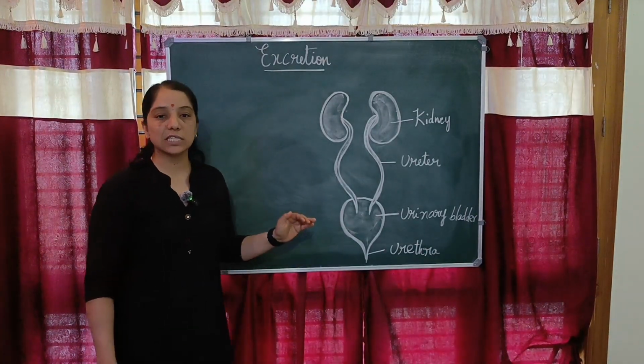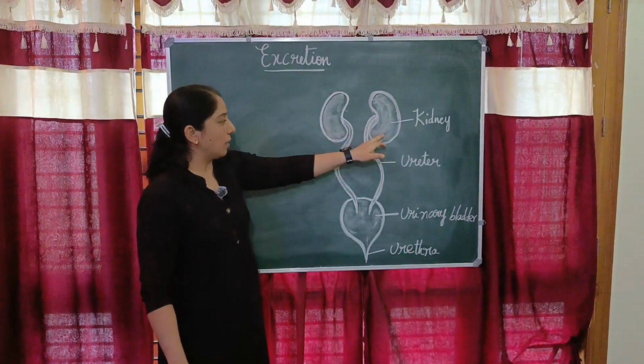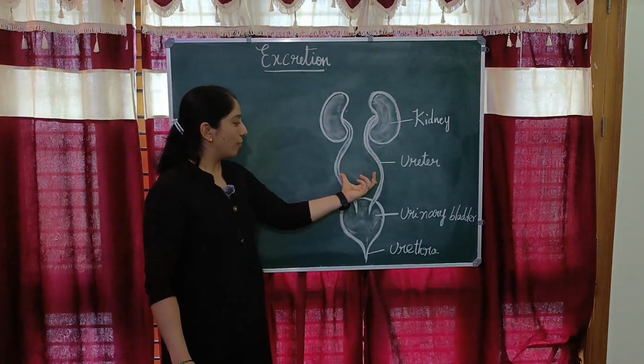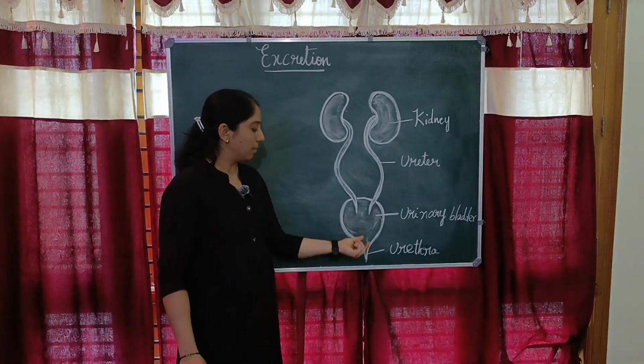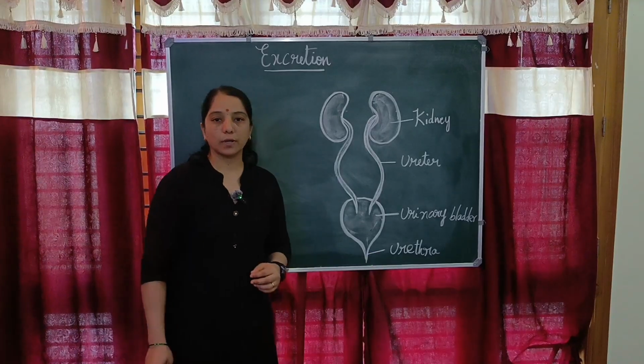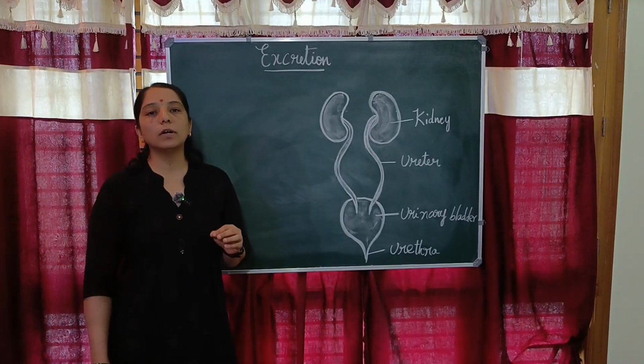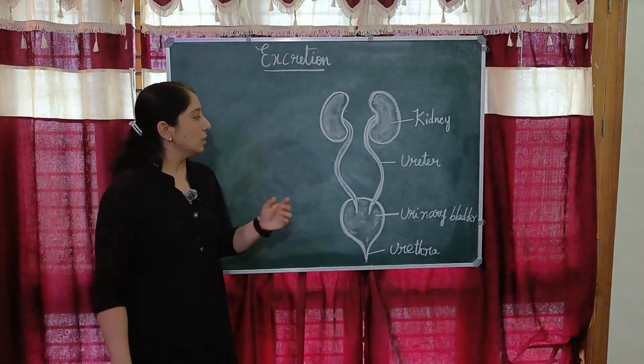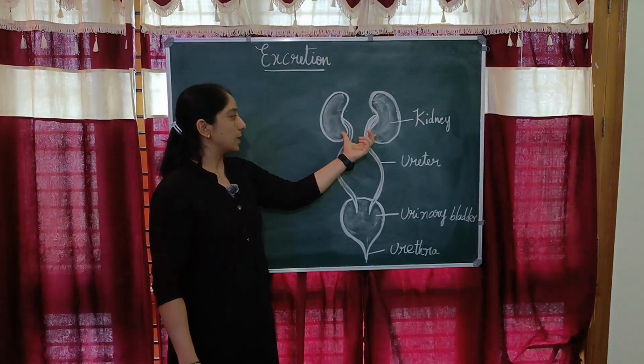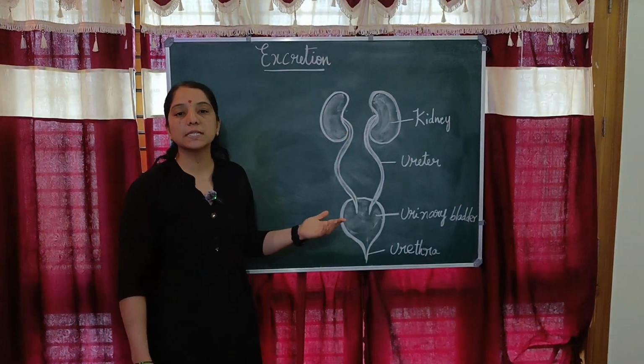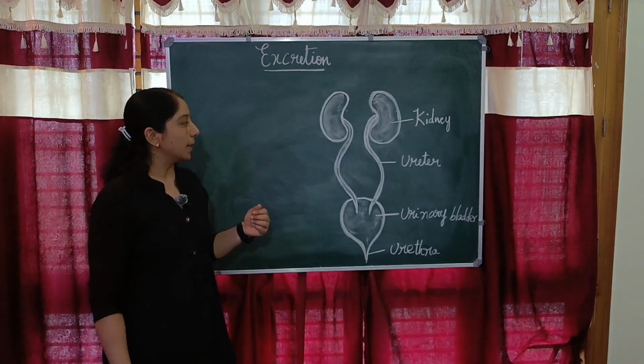The excretory system consists of a pair of kidneys, a pair of ureters, urinary bladder and urethra. So kidney we call it a filtration unit. So here the nephrons are also present. Those we consider as the basic filtration unit in the kidney.